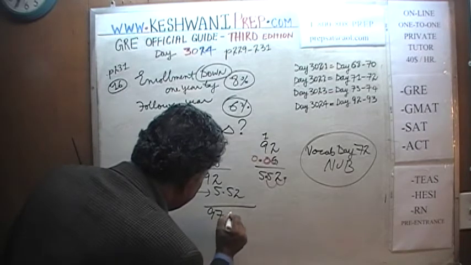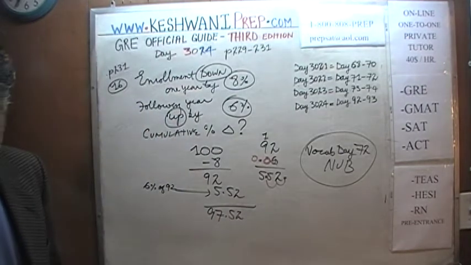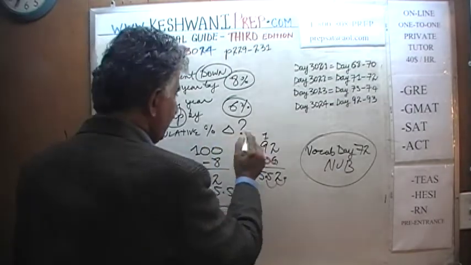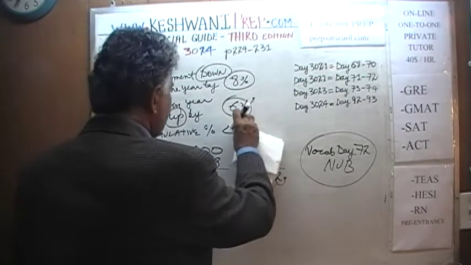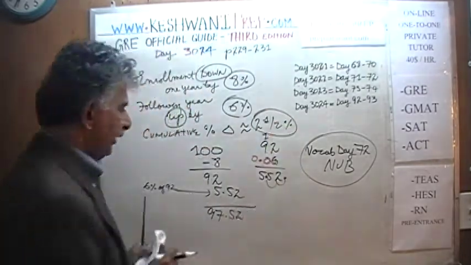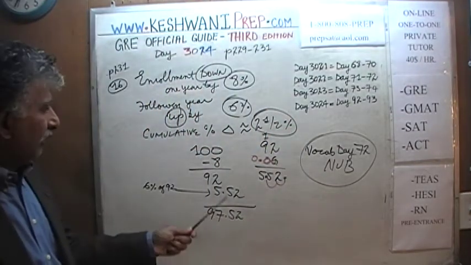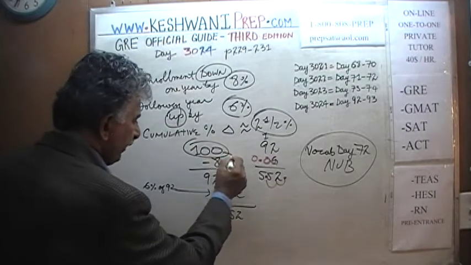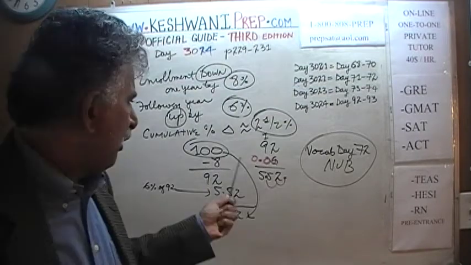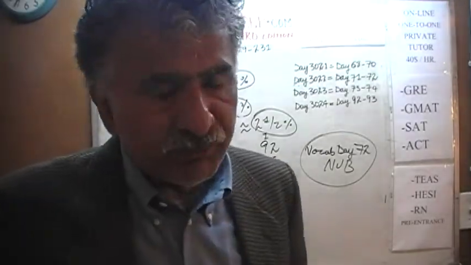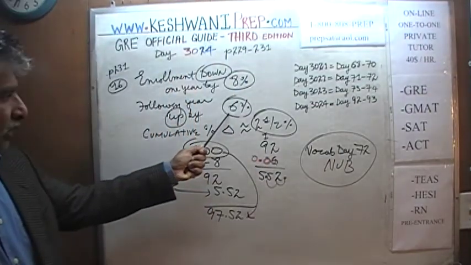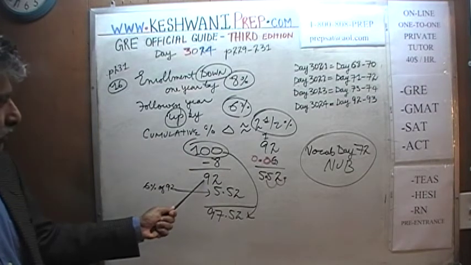So we have 97.52. We started out with 100%. So what was the cumulative change? The cumulative change is approximately 2.5%, because this is 97.5%. We started out with 100, and we ended up with 97.5. So it went down by about 2.5%. It did not go down by 2%. It went down by 2.5%, because we're taking 6% of 92. Do you understand?